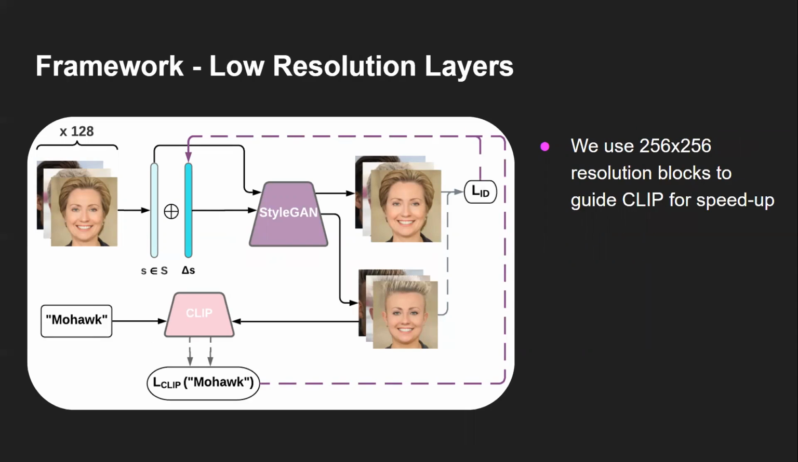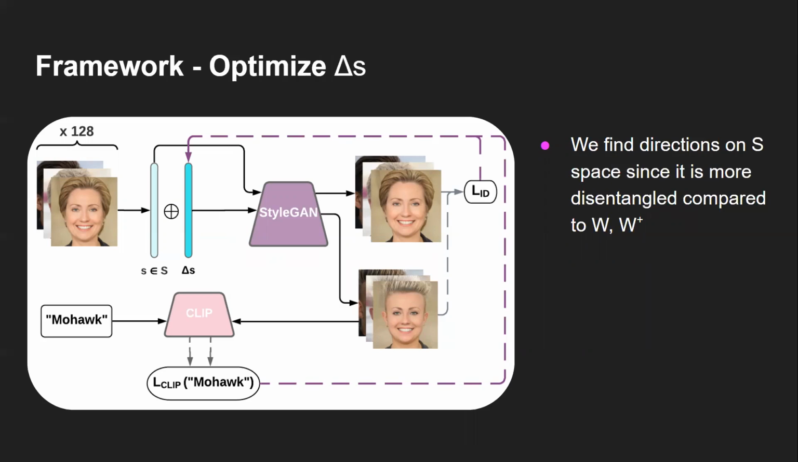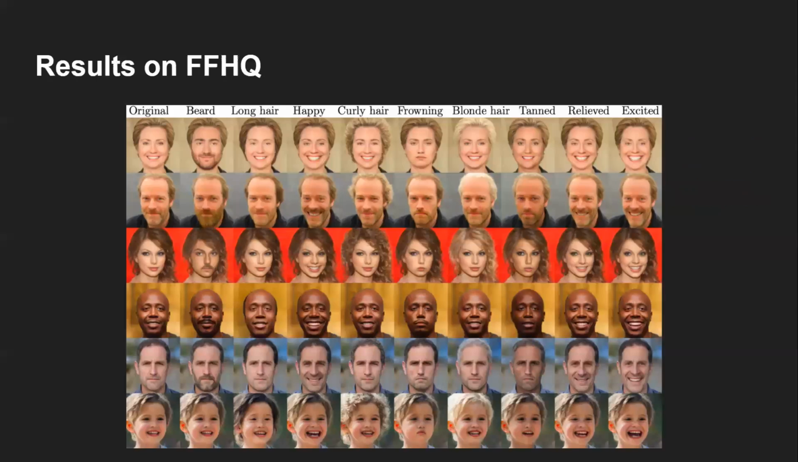We use 256 resolution blocks to guide CLIP for speedup. We observed that using layers up to 256 to find the manipulation direction within the S space could give similar results to using layers up to 1024, but it is much faster. We also perform all operations in S space because S space is more disentangled compared to W or W+.